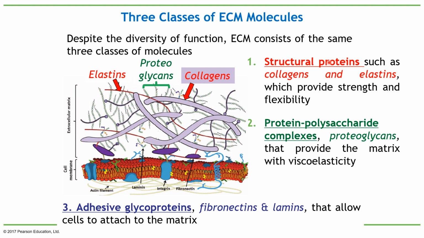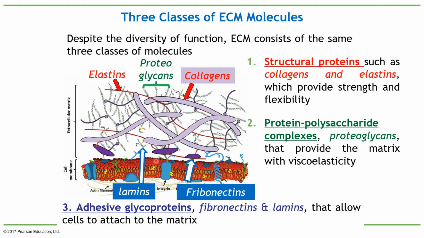Finally, in addition to the structural proteins where you have the collagen and the elastin, and in addition to the proteoglycan, you will have these adhesive glycoproteins like fibronectins and laminins that allow the cells to attach to the matrix. You will see here that the integrins will attach to the fibronectin, and they will send signals. And in most of the class I will be repeating that idea.